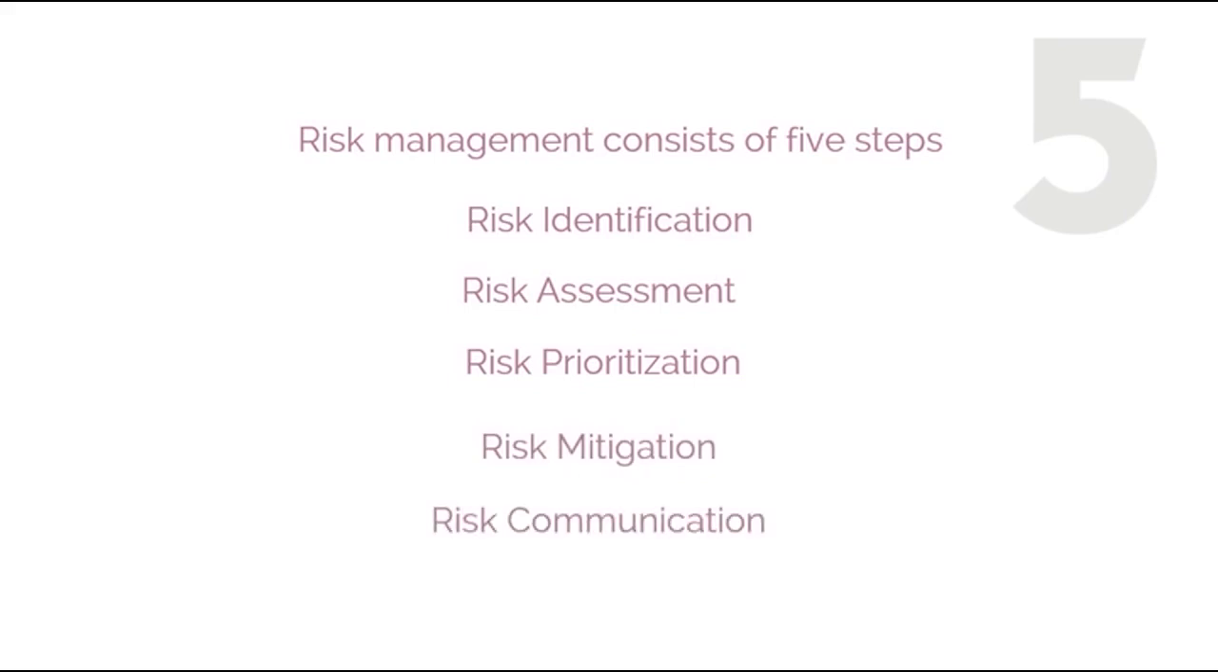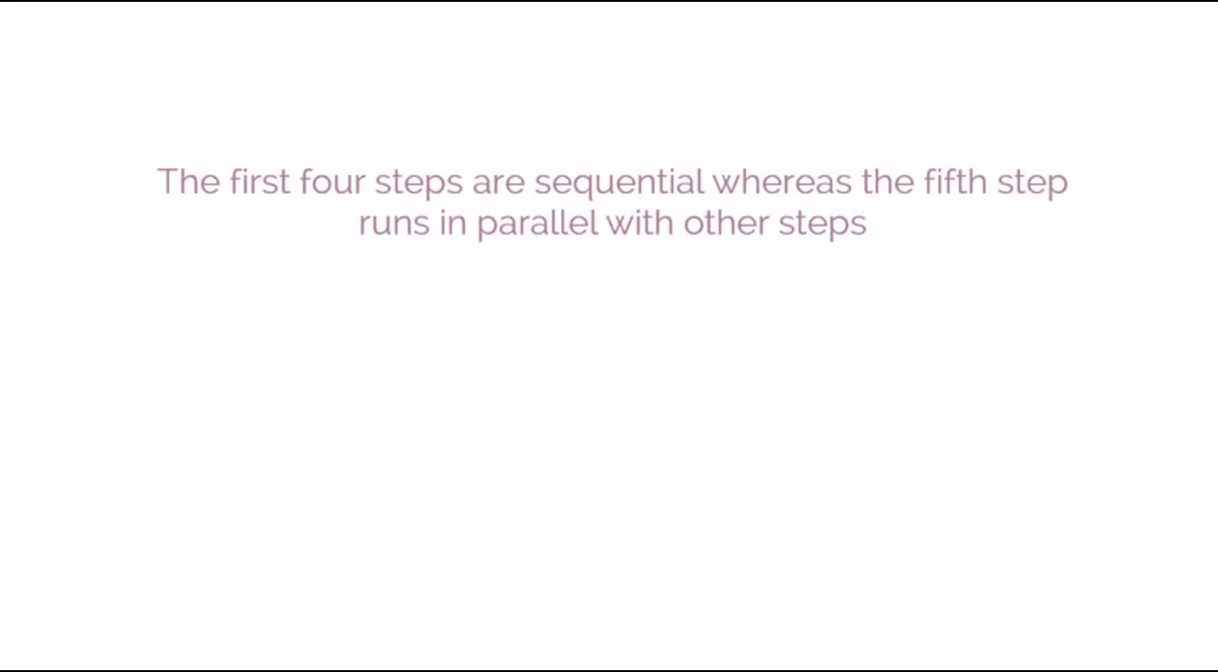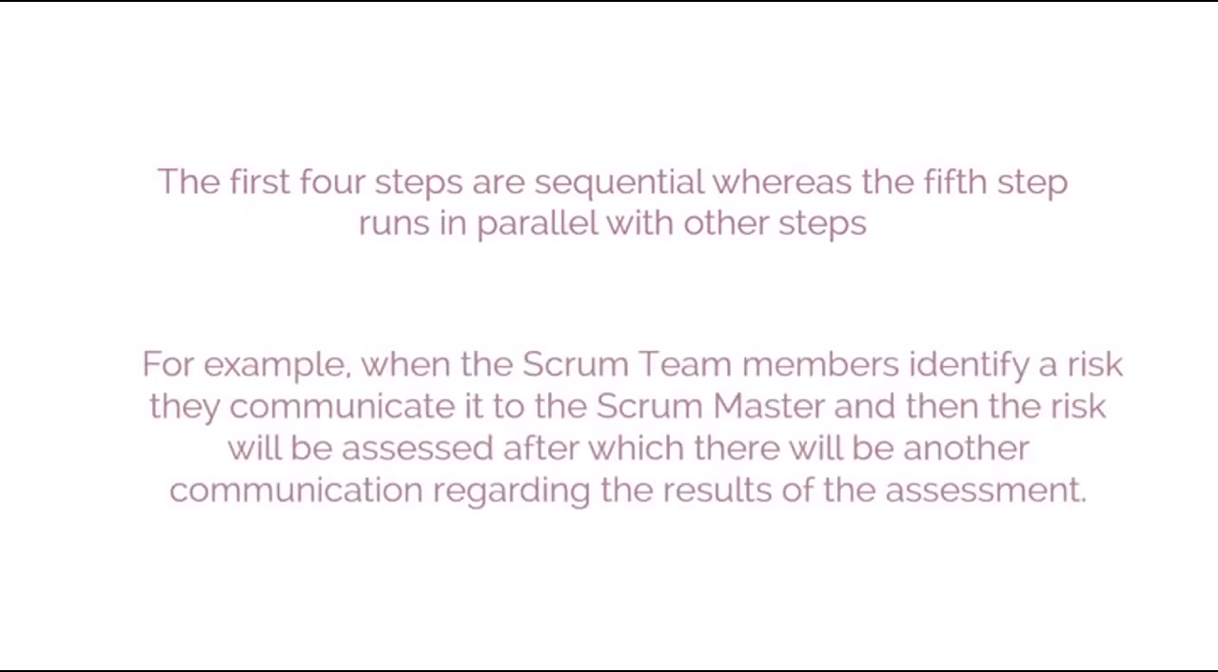In this procedure, first 4 steps are sequential, whereas the 5th step runs in parallel with other steps. For example, when the Scrum team members identify a risk, they communicate it to the Scrum Master, and then the risk will be assessed, after which there will be another communication regarding the results of the assessment.